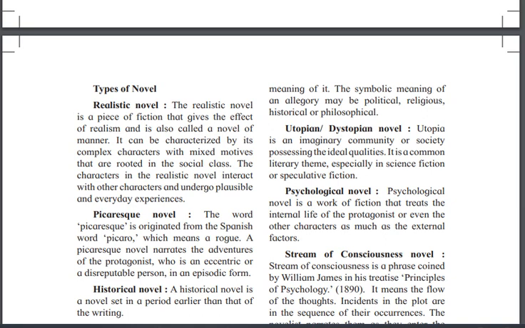And the picaresque novel. The word originated from Spanish. This word is a little bit difficult, but it originated from Spain. Picaro means a rogue. A picaresque novel narrates the adventures of a protagonist who is an eccentric or disreputable person. This kind of novel focuses on adventure, and on a disreputable protagonist.